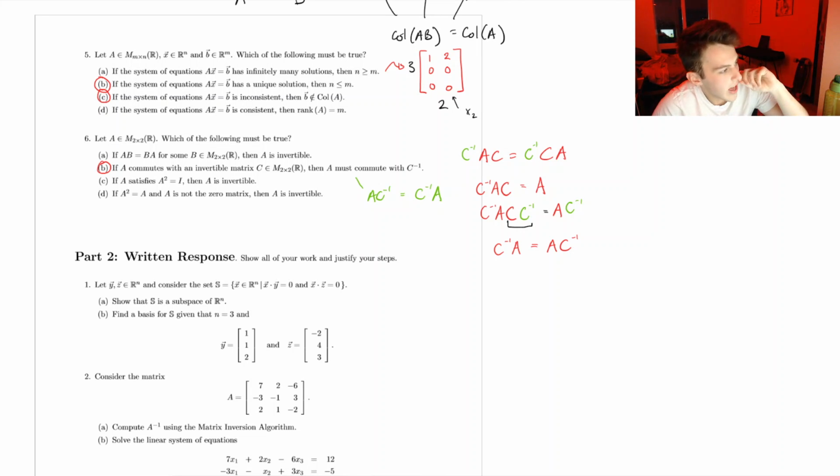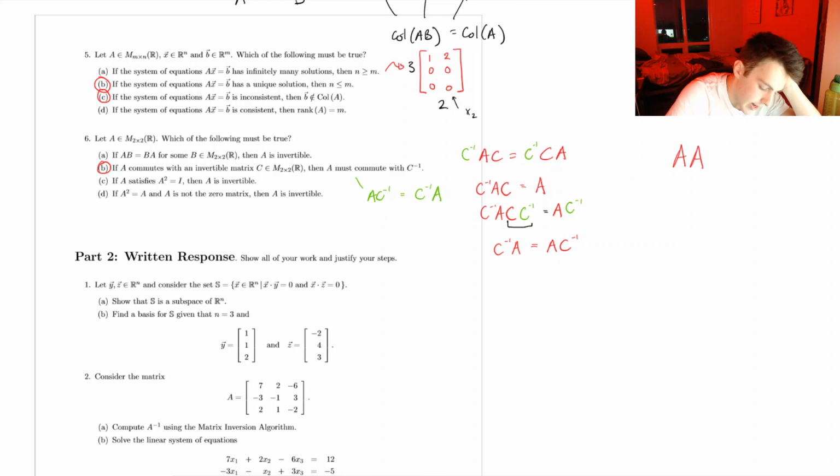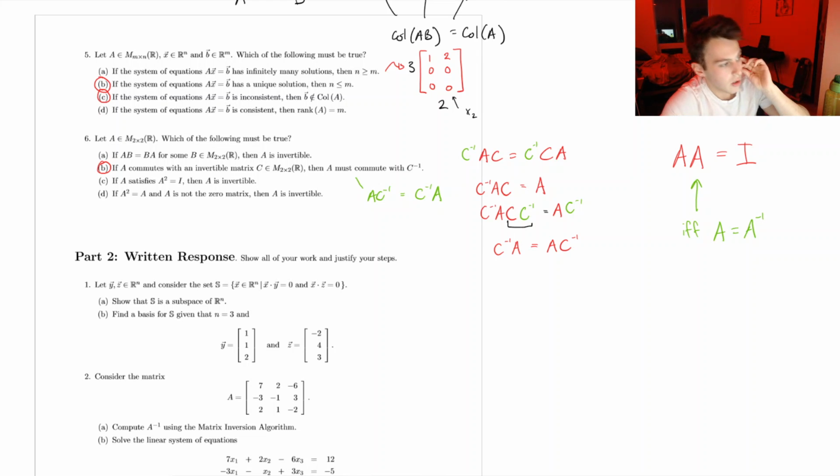6c, if A satisfies A squared equals I, then A is invertible. So if we have A squared equals I, we have A times A equals I, right? And we know that this is only true if and only if A is equal to A inverse. So clearly here, A squared equals I is only true if A is equal to the inverse of itself, then A has to be invertible, or else it wouldn't be true. So 6c is correct.